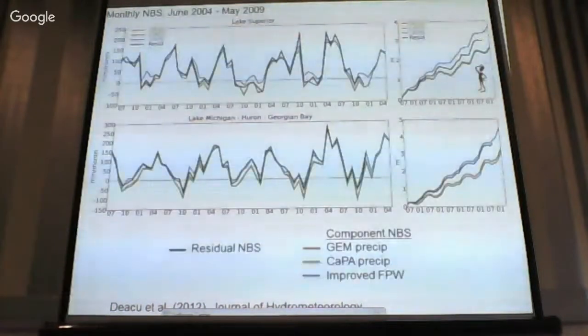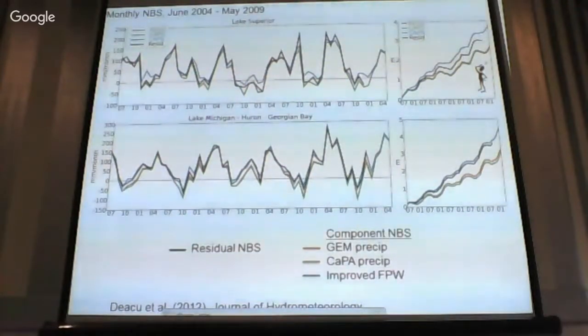And doing this, we replaced our evaporation term by this new computation of evaporation. So instead of a negative bias, we got the blue line here. Since evaporation is a negative term in the net basin supply calculation, reducing it increased our component NBS, or estimate of NBS. And now we overestimated the observation. So we essentially changed the sign of the bias, but not the magnitude too much.